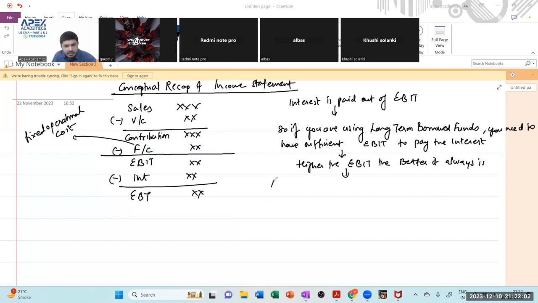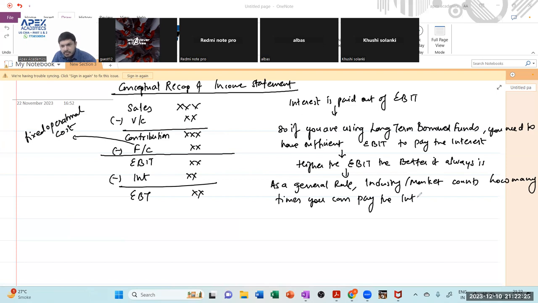Further, I will say, as a general rule, industry or market counts how many times you can pay the interest from EBIT. What is this called? This is called interest coverage ratio.